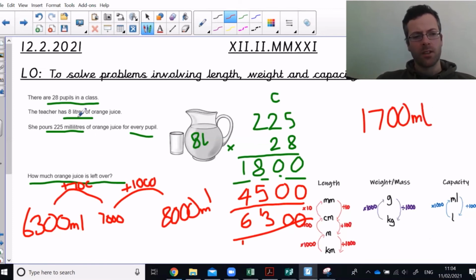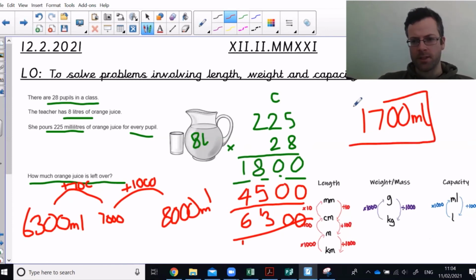And then I would check it. So 28 times 225. 8 times 5 is 40 plus that, 8 times 2 is 16 plus another 2. Yep. Then 2 lots of 5 is 10. 2 times 2 is 4 tens plus that 5 hundreds. 2 times that is 4 thousands. Yeah, 4,500, 6,300. I am happy that that is my answer.